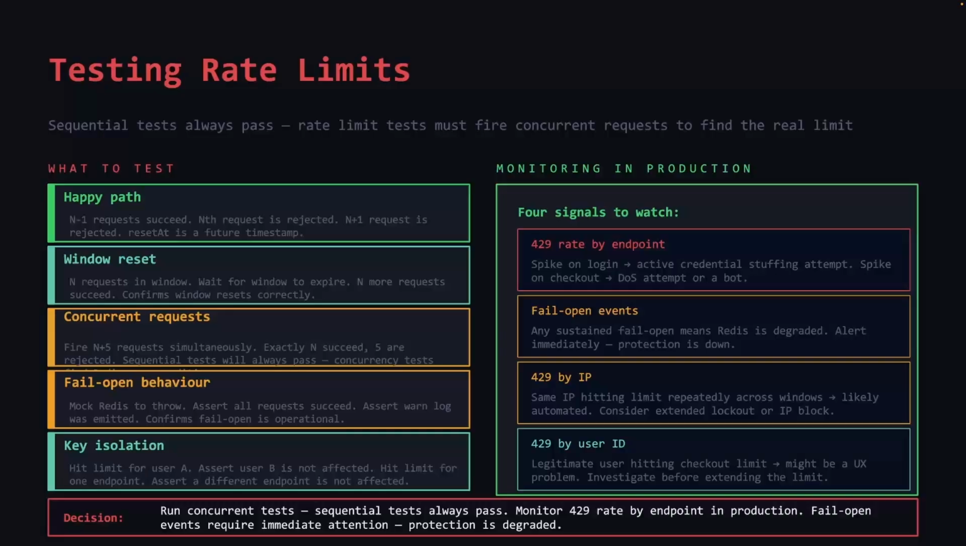Key isolation. Hit the limit for user A. Assert user B is unaffected. Hit the limit for login. Assert checkout is unaffected. Confirm the key format correctly isolates different users and endpoints.